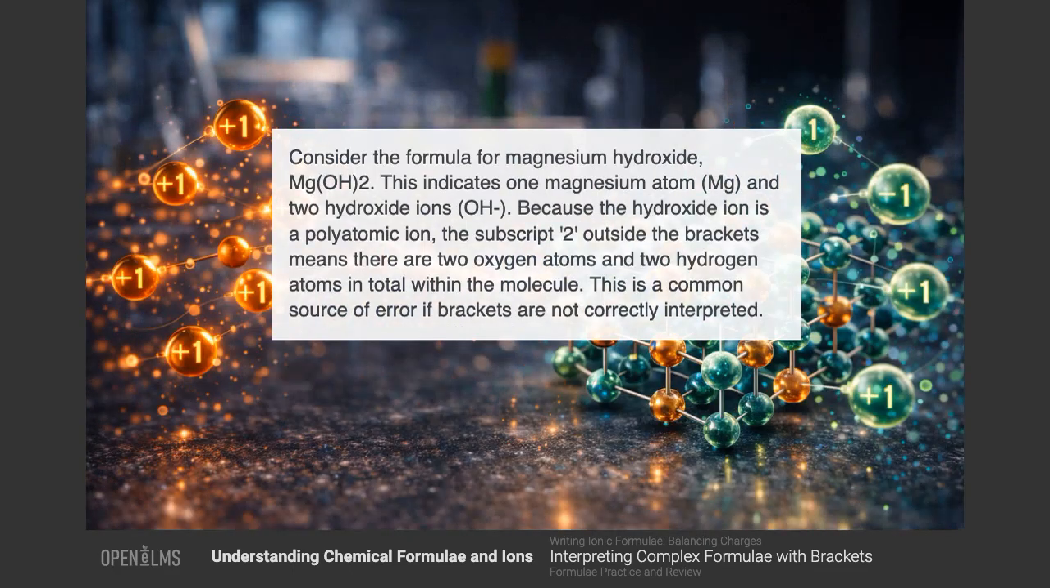Consider the formula for magnesium hydroxide, Mg(OH)2. This indicates 1 magnesium atom and 2 hydroxide ions, OH-. Because the hydroxide ion is a polyatomic ion, the subscript 2 outside the brackets means there are 2 oxygen atoms and 2 hydrogen atoms in total within the compound. This is a common source of error if brackets are not correctly interpreted.